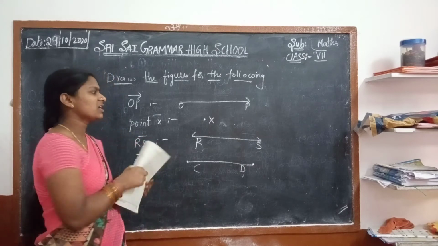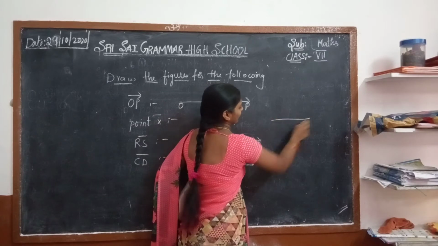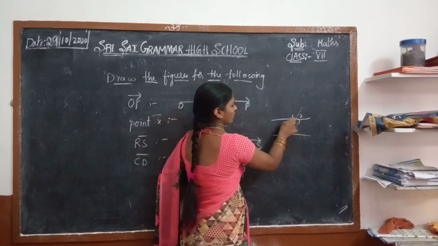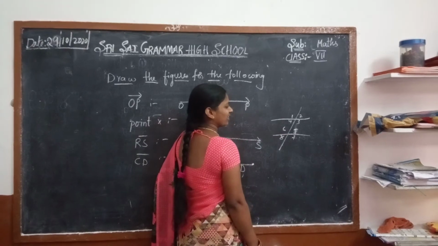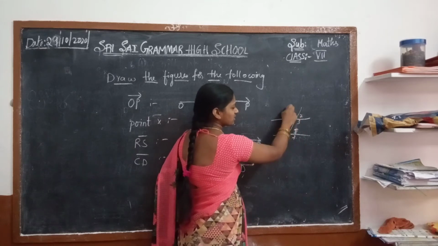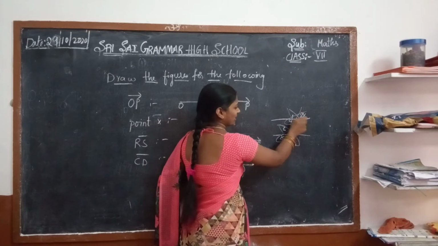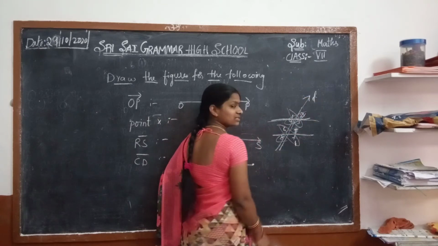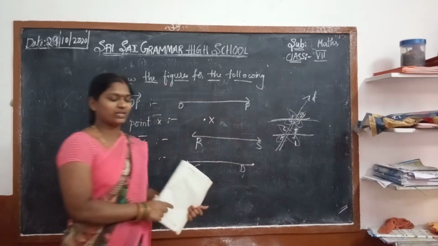Vertically opposite means, for example, if they give angles 1, 2, 3, 4, 5, 6, 7, 8 like this, these are vertically opposite angles. Here these are two parallel lines, and this is called the transversal line. In the same way, vertically opposite angles can be seen here also.